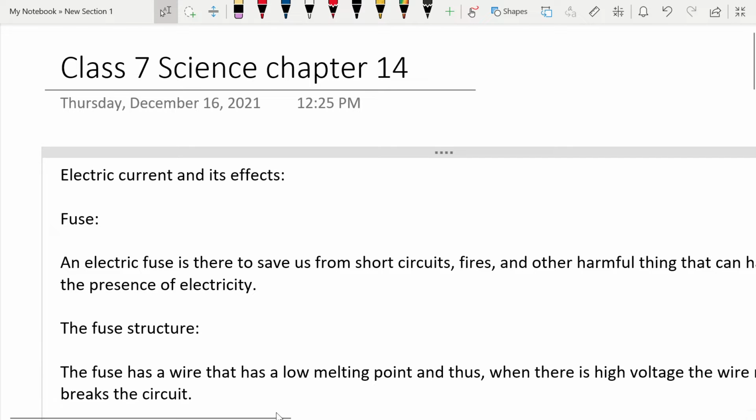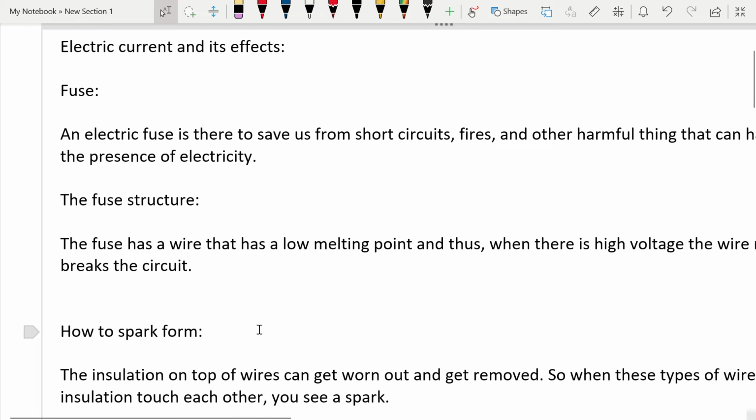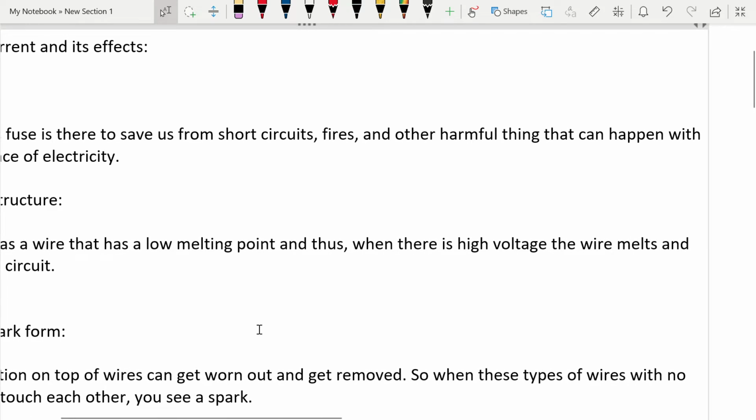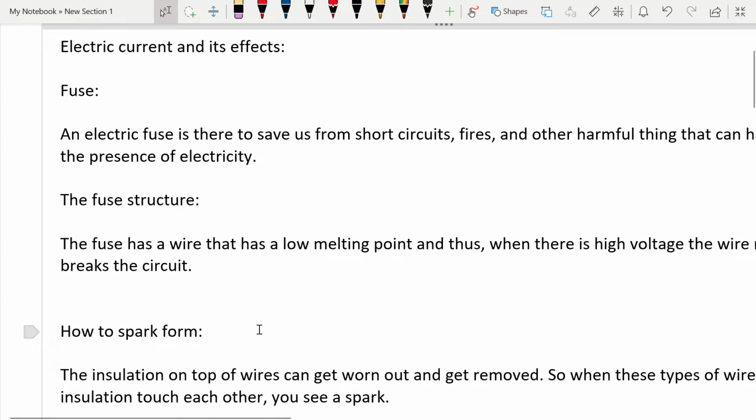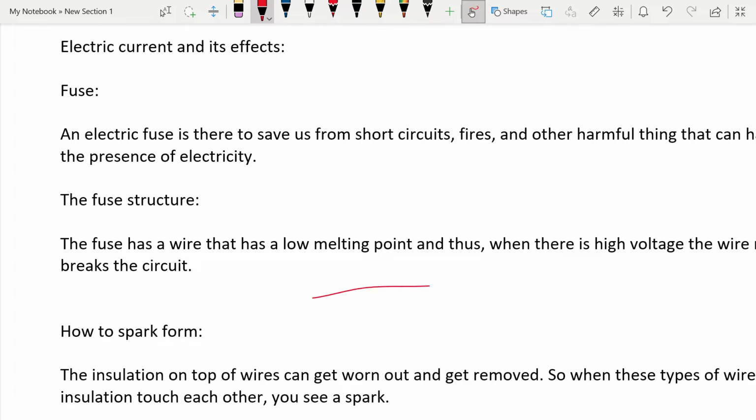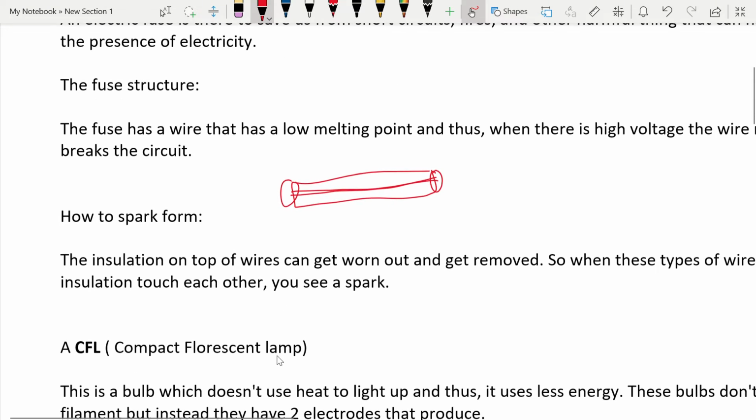Now, there's a structure of the fuse. The fuse has a wire that has a low melting point, and when there is high voltage, the wire melts and breaks the circuit. Now let me draw a fuse for you so that you understand better. So it's like a little glass tube, and it has a little wire running down through.